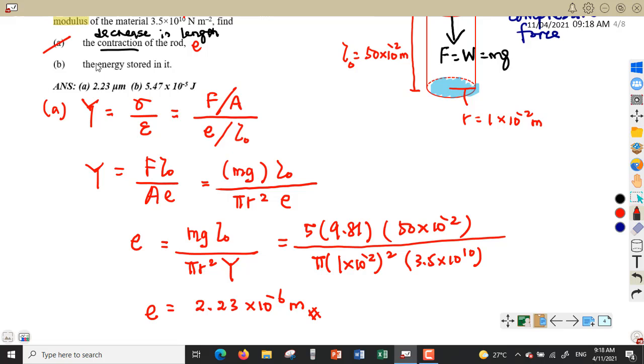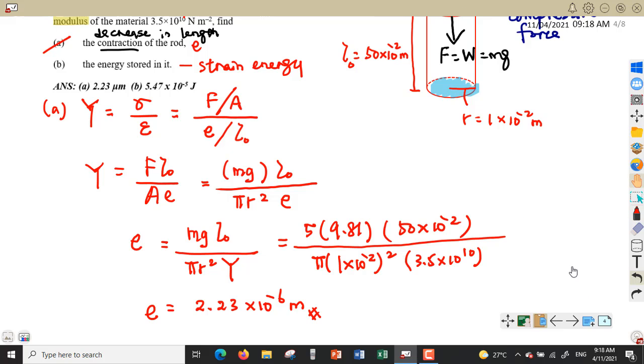Okay, and we are done with question A, we move on to question B. We want to find the energy stored in it. As I already explained in the summary concept video, the first video, when there is an extension or contraction due to the tensile force or the compressive force, we are going to store energy. The energy stored here will refer to the strain energy. So we want to find the strain energy.